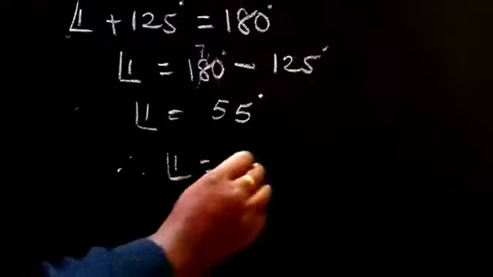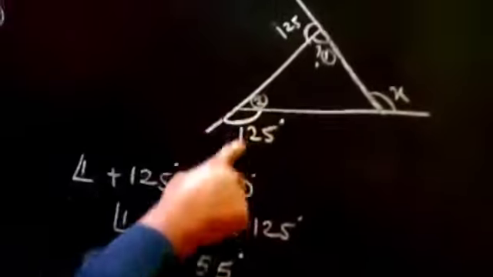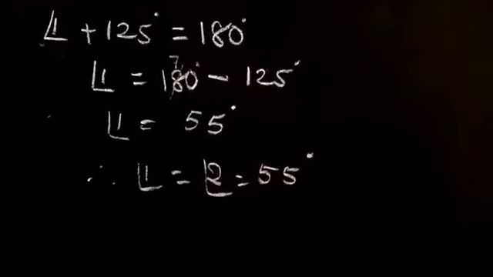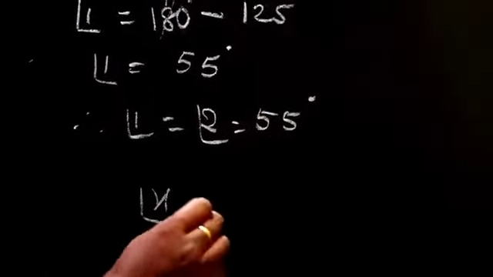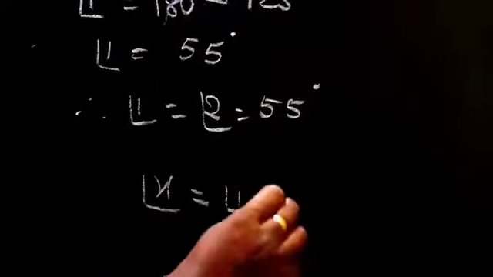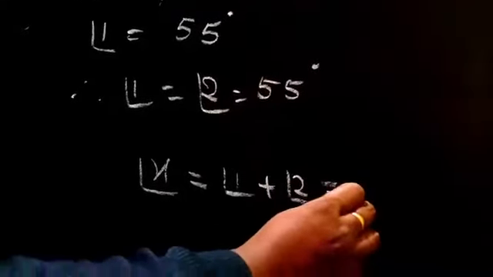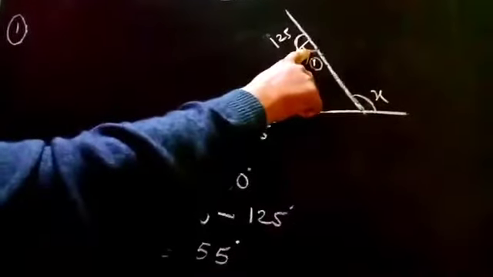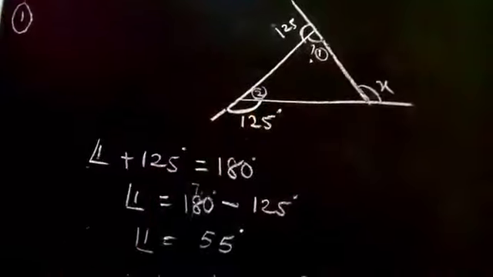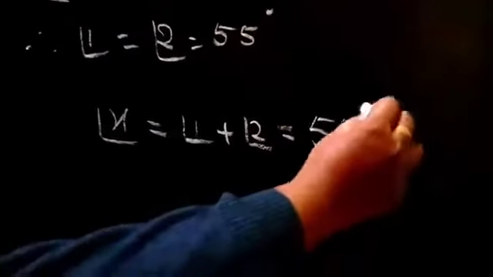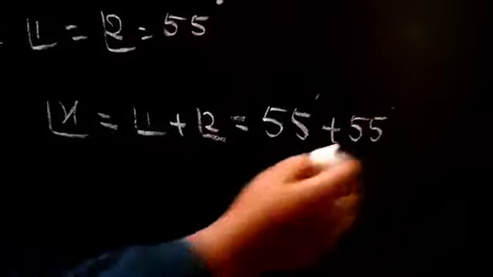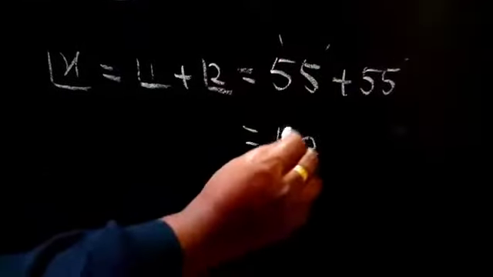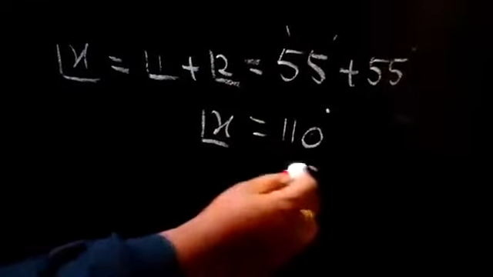Therefore, first angle equals second angle because they have given both of them the same measurement. So the second angle also will be 55 degrees. Therefore, x equals first angle plus second angle, because this is an exterior angle. We have to add both interior angles, so 55 degrees plus 55 degrees: 5 plus 5 is 10, again 5 plus 5 is 10, plus 1 is 11. So we will get x as 110 degrees.